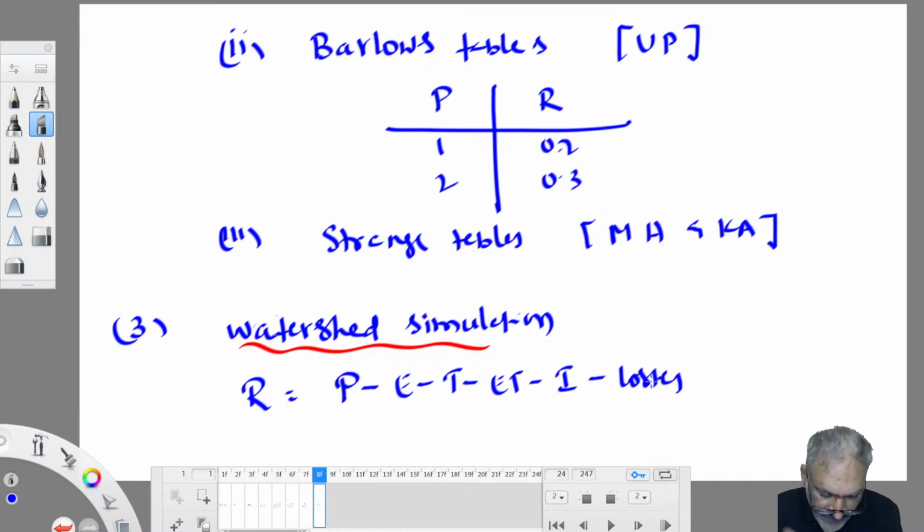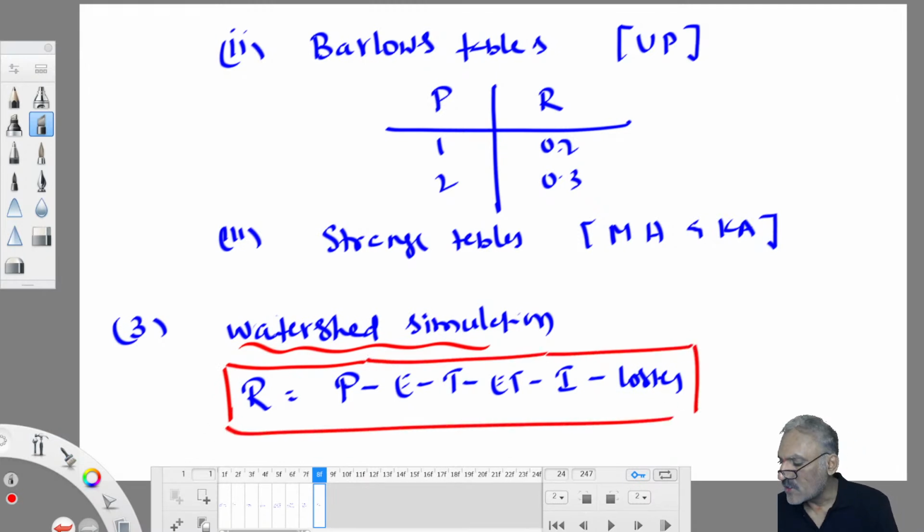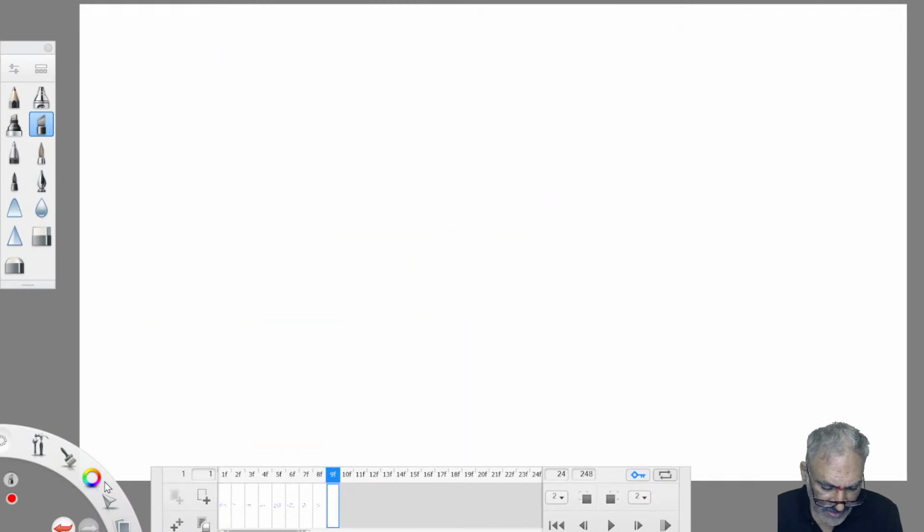But these many parameters in a catchment you have to work out. If you could manage to work out all these parameters, this is the best and most accurate method for a given catchment, because all these components are measurable. Rainfall you can measure, evaporation you can measure, transpiration, evapotranspiration and infiltration you can measure. Therefore, you can arrive at runoff directly. But these many parameters are required.